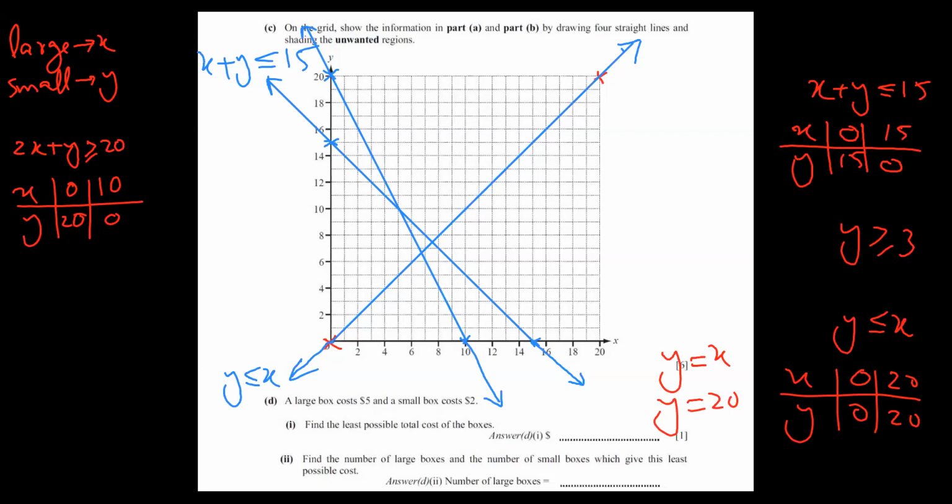I'm writing the inequality, and what is the inequality here? I'm writing here 2x plus y is bigger than or equal to 20, and I wrote all three inequalities. Last line left only, which is this one.